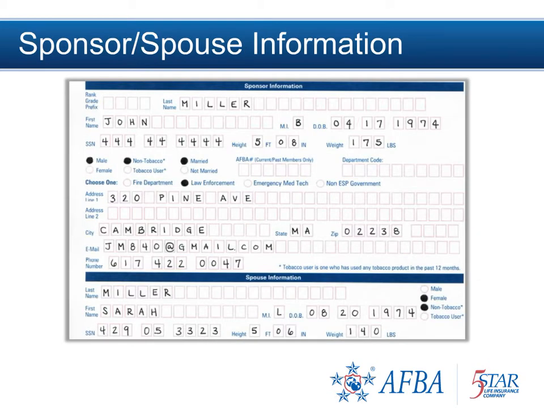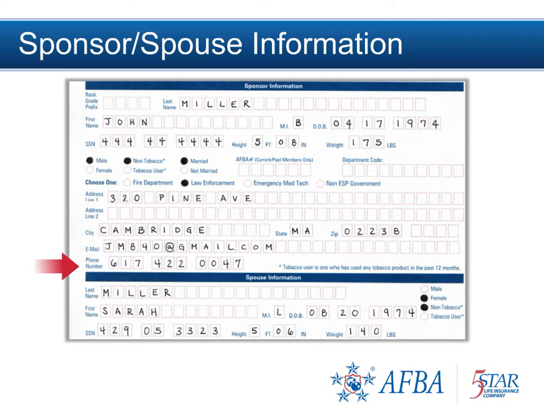The next section is the sponsor and spouse information. Under this section, if the sponsor is applying for coverage, fill in all the fields. However, even if the sponsor is not applying for coverage, we still need sponsor information. You can leave height and weight blank, but complete all other fields.